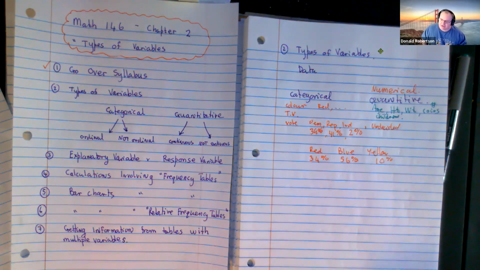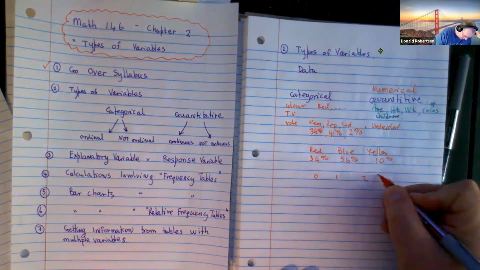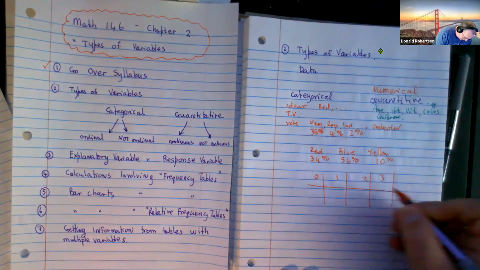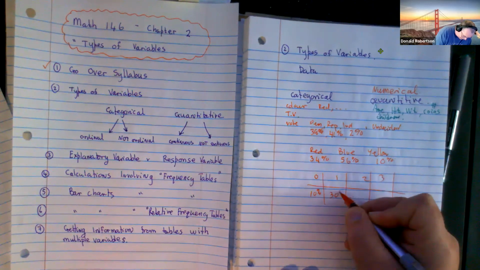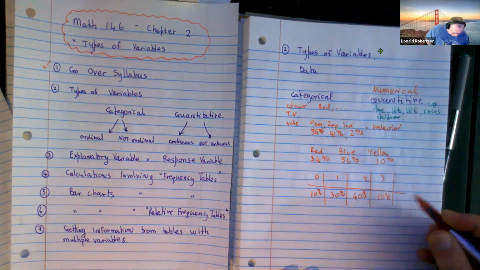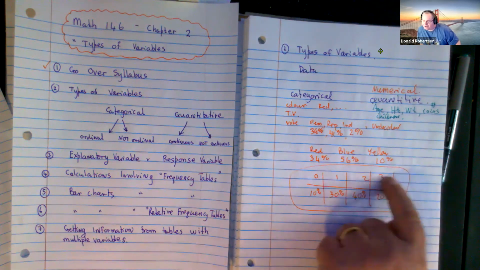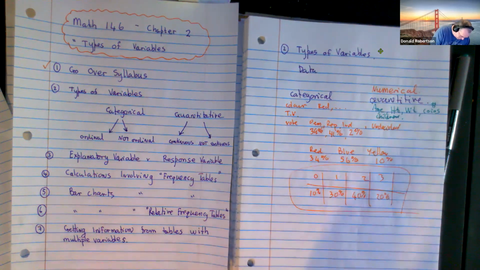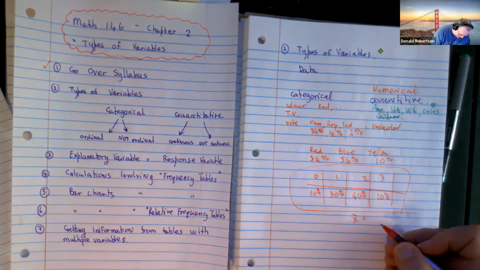Now, if you did numerical data, and you had 0, 1, 2, and 3 children in the family, and this was 10%, and this was 30, and this was 40, and this was 20. So this is number of children in your family. Couldn't I find the average? Couldn't I say that the average family size was 1.9?